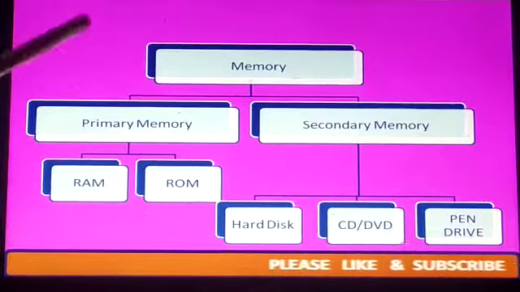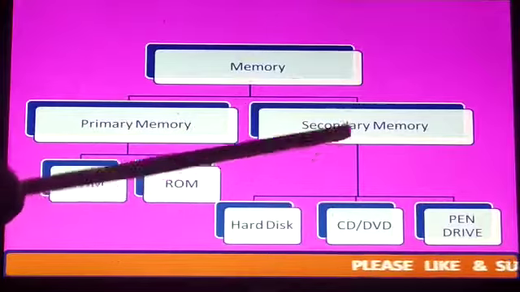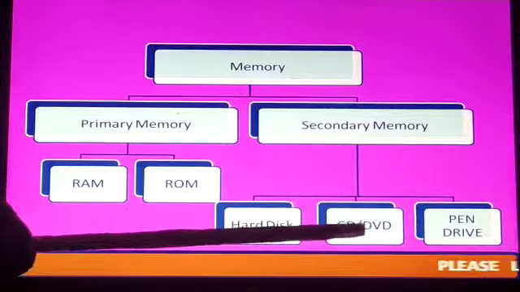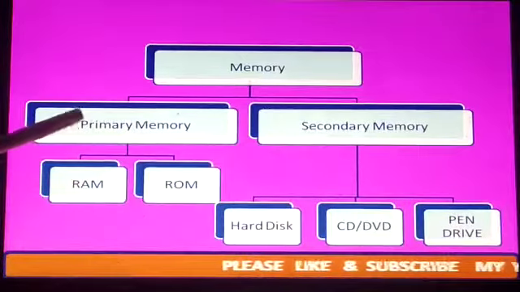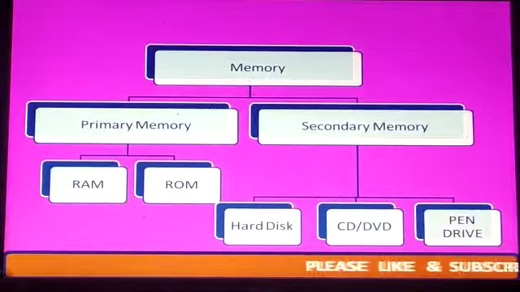You see here, I have explained primary memory and secondary memory. You see the secondary memory, I have explained hard disk, CD and pen drive. Now see, primary memory is also of two types, RAM and ROM.